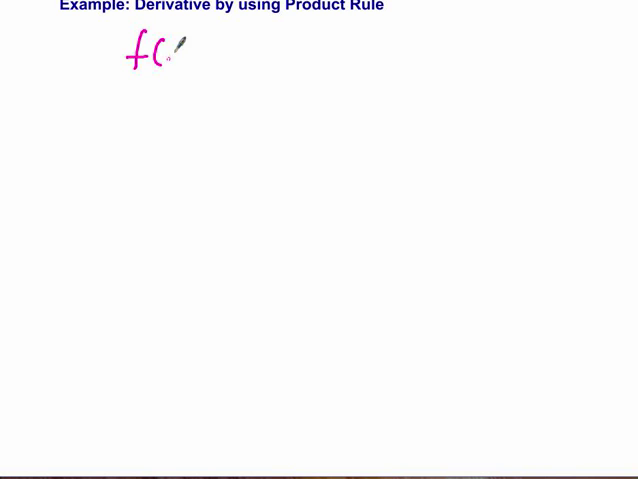Let's take an example of using the product rule to find the derivative of a function. Let's say the function is given by the square root of x times 2x plus 1.